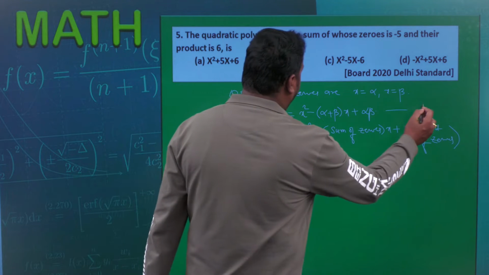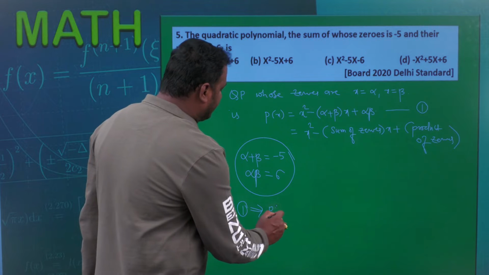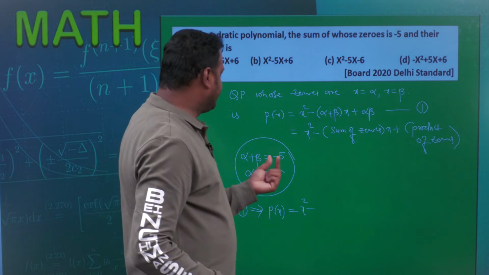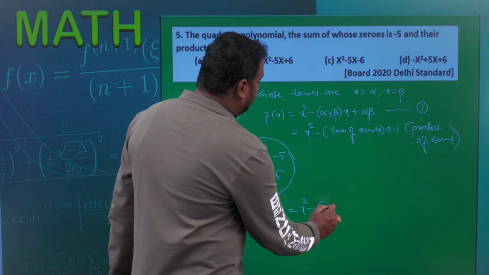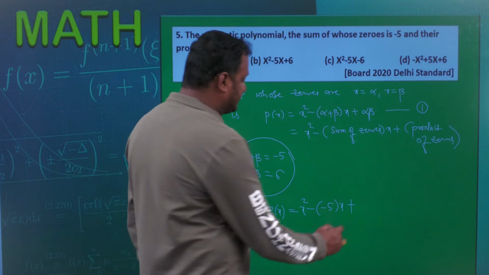So when you substitute here, then the required polynomial will become p of x is equal to x square minus alpha plus beta, which is equal to minus 5, so minus 5 times x plus alpha into beta, that is the product of zeros, which is given as 6.